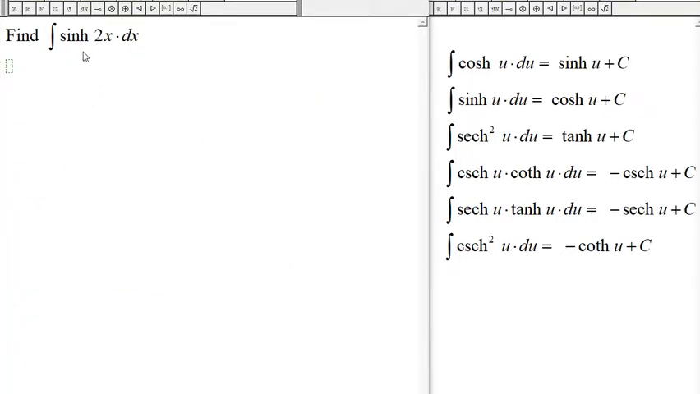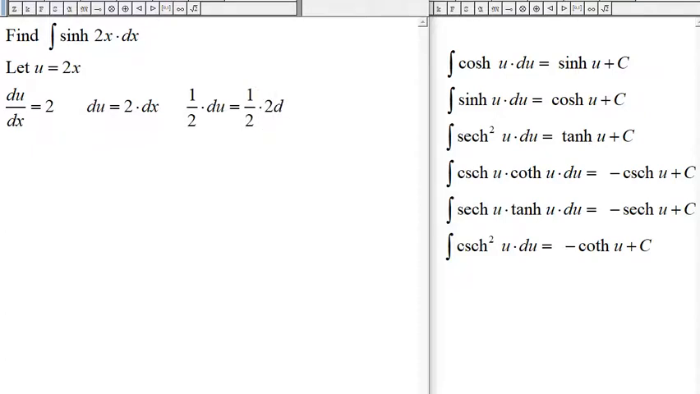So we have the integral of hyperbolic sine of 2x, and we want to find this definite integral. Here we need to use the u substitution method. We will let u be 2x, and therefore du/dx will be 2. So we have du is equal to 2 times dx, and then multiply both sides by 1/2. Now 2x is u, and dx is 1/2 du.